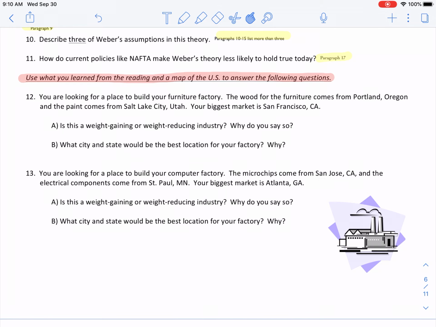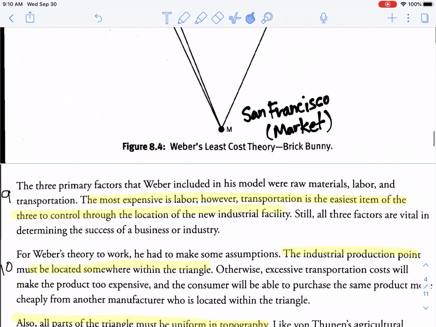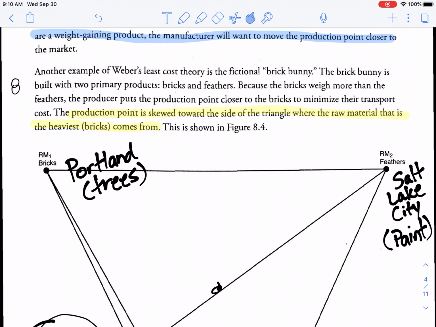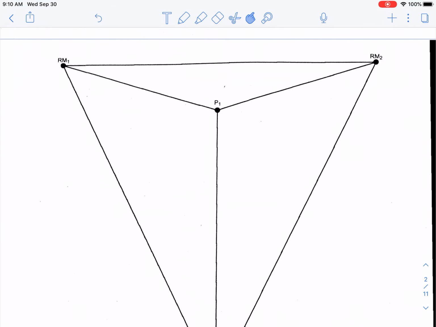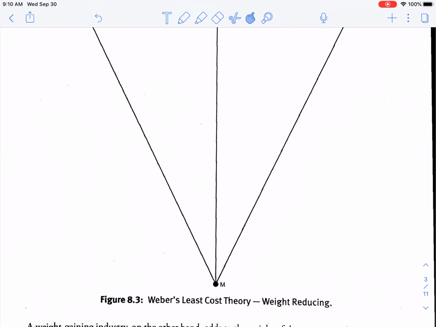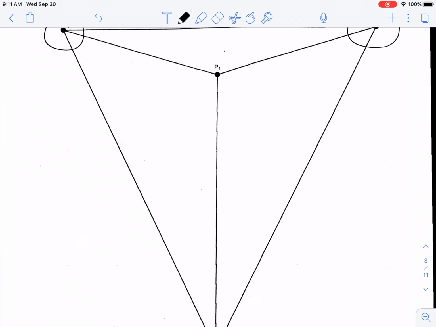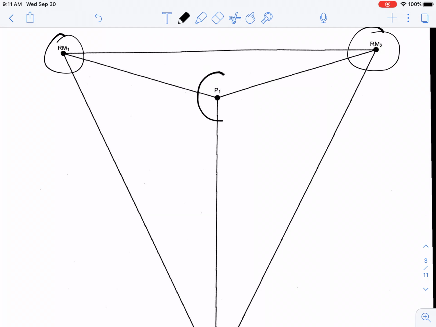So since we're determining it's a bulk reducing industry, in the diagrams that you've been provided, it lists, and I'm going to use this one, which is a weight reducing, it gives an example of: here's one raw material, here's another raw material, so two items like, say, trees and paint. Here's a market like San Francisco. They're saying the production point or the factory should be built closer to the raw materials.